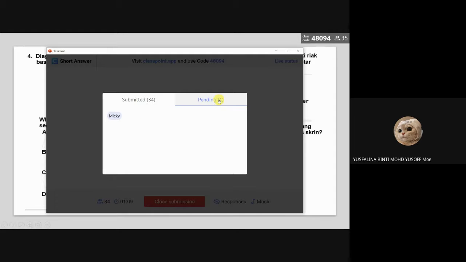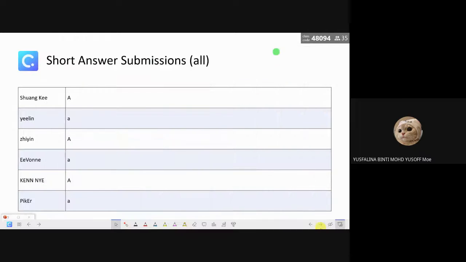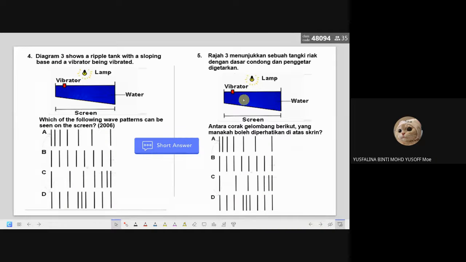Okay, Vicky. For this one, this is the shallow part, and this one is the deeper part. So here the wavelength is much closer than at this part. This one is shorter, and this one is further from each other. So the answer should be A.